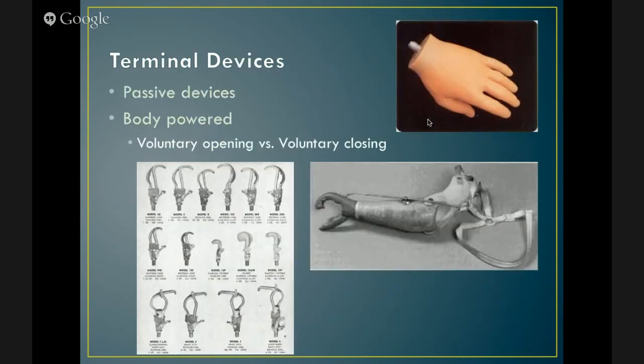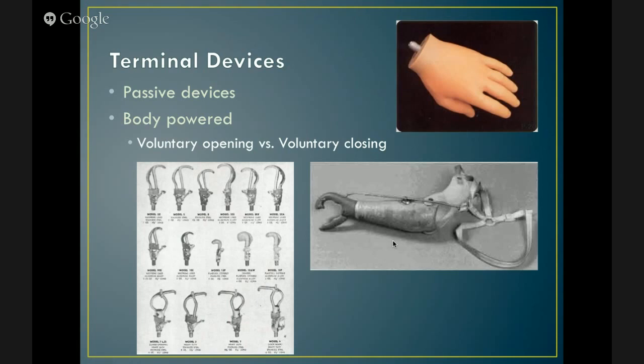Terminal devices, really, as far as a body power, the hook, which you see on the left, is the most common. And this is a voluntary opening device, meaning that it's always in a closed state. It's held together, those two prongs of the hook, by a rubber band or multiple rubber bands, and then you put pressure on that cable or tension on that cable to open it, and then you release tension and it closes again. Much more common than a voluntary opening device where you have to put tension on the cable.